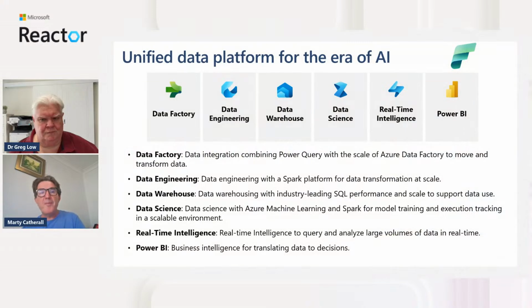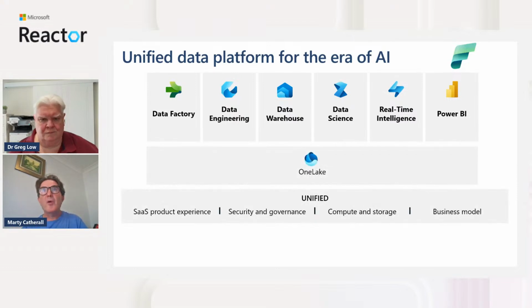So we see a familiar diagram in front of us. Up the top, we've got the various experiences of Fabric. But the one thing they've got in common is that they all talk to OneLake. So we've got 6 experiences up the top. We've got Data Factory, the data engineering, and the data warehouse, which are pretty much 2 sides of the same coin. You can have a lakehouse or you can have a warehouse. A lot of similarities there, but a fair few differences. Obviously, data science, and real-time intelligence that we've talked about.